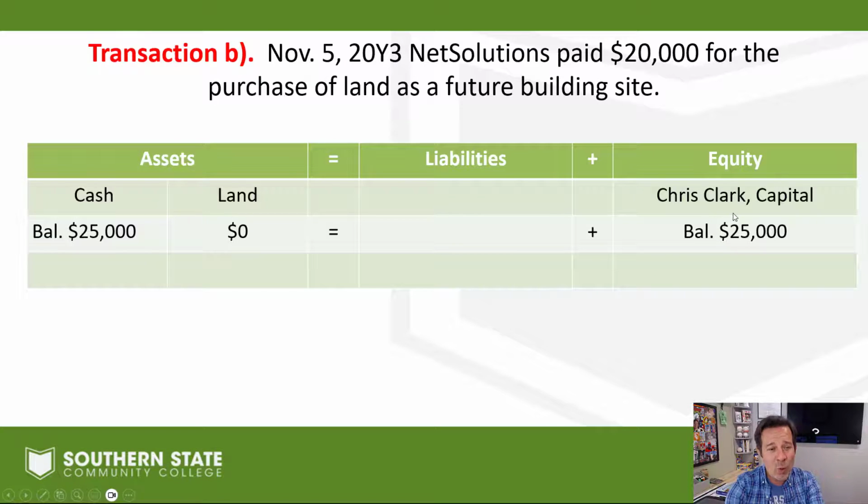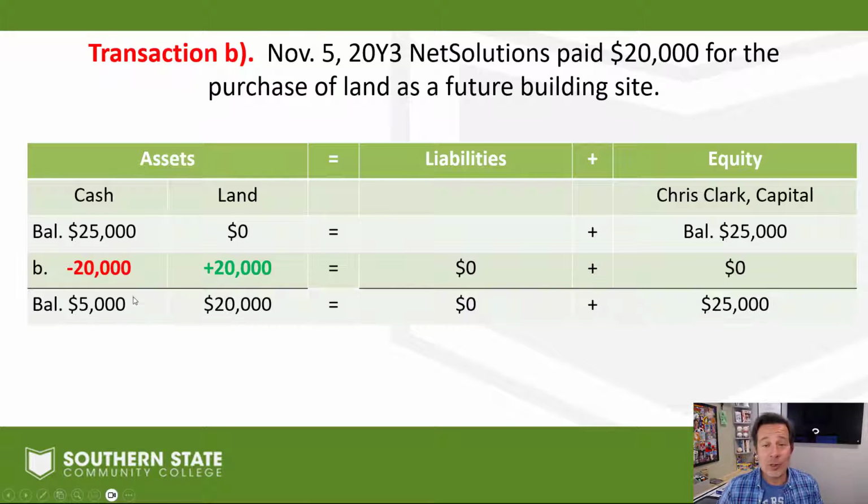How would we record the purchase of land? Well, think about what's going on here. We're paying cash. Cash has to go down. We're getting land. Land has to go up. Cash goes down $20,000. Land goes up $20,000. Even though that transaction is happening solely on the asset side of our accounting equation, it's still cool because it washes itself out. One asset goes down, one asset goes up.